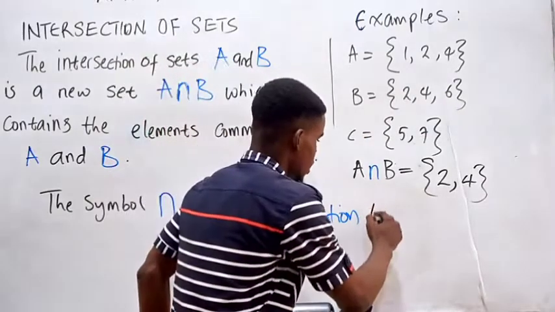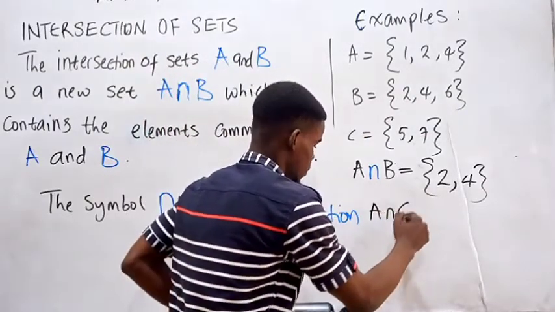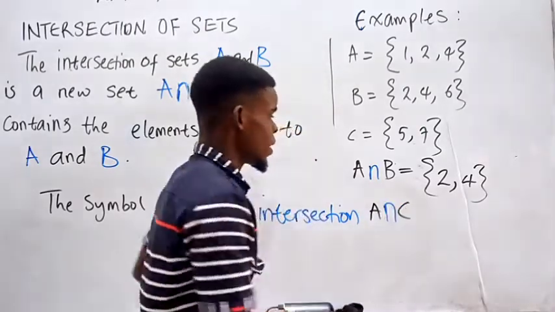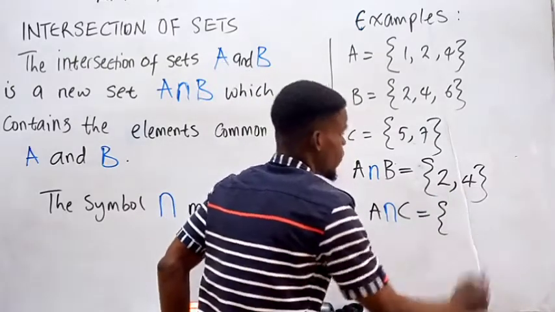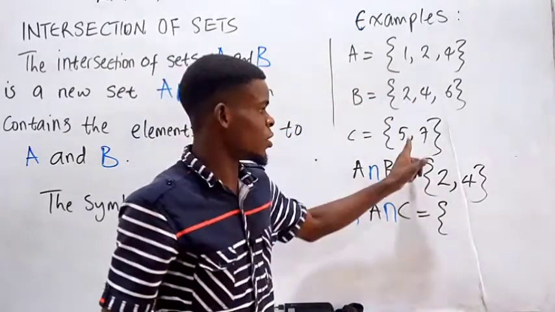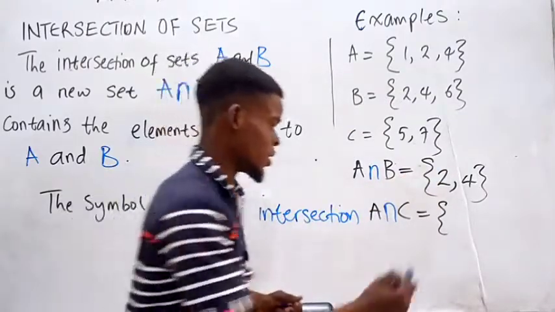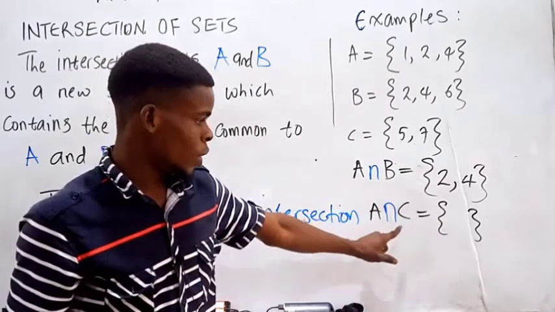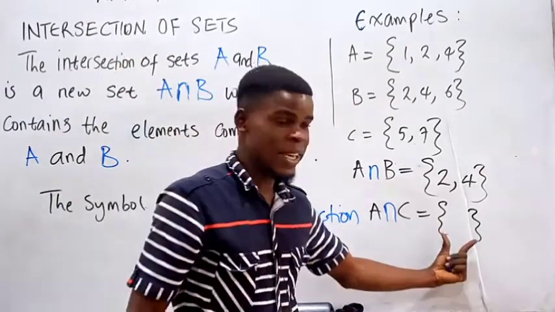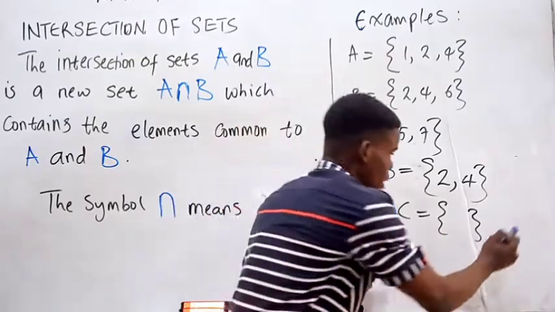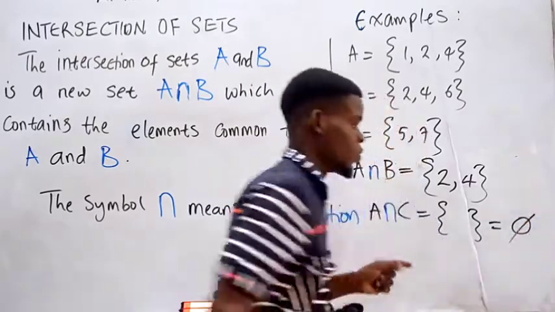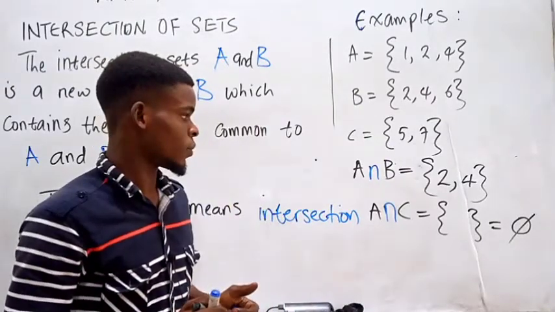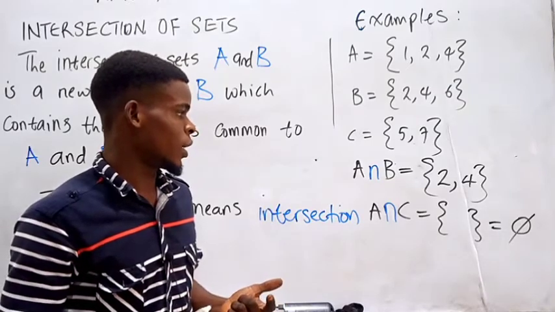Now look at this: A intersection C. What do we get? A is 1, 2, 4 and C is 5, 7. There is no intersection. There is nothing there. So A intersection C is actually empty. We call this an empty set. We can also rewrite this as this: we just draw a circle and cross it, to show that there is nothing there. So that is an empty set.